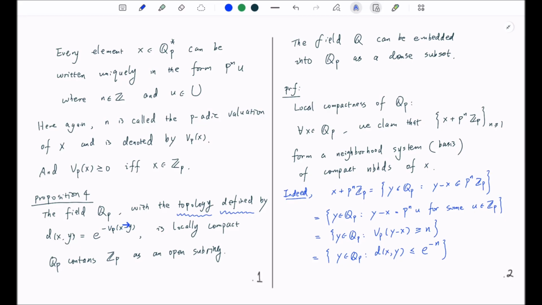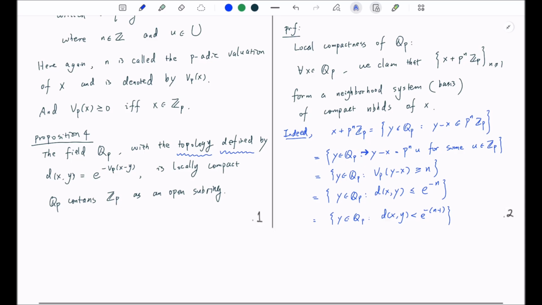And because this exponent here must always be an integer, d(x,y) less than or equal to e to the negative n is the same as d(x,y) strictly less than e to the negative n minus 1. Because there's no value in between for d(x,y) under the p-adic metric. What does this tell us? This tells us this set is both closed and open. So x plus p^n Z_p is closed and open in Q_p.